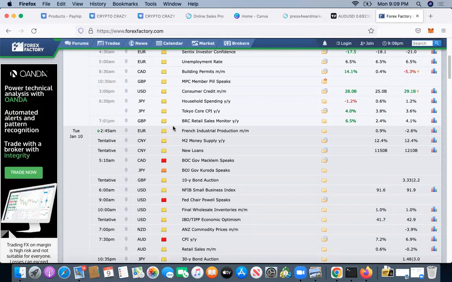The yellow folders are less volatile, so not much money is being pumped into the markets with the yellow folders. More money starts being pumped into the markets with the orange folders. So these are big news headings. Orange and red are big news headings. So when the big news headings hit, that's when the market is being pumped with the volatility and the money.